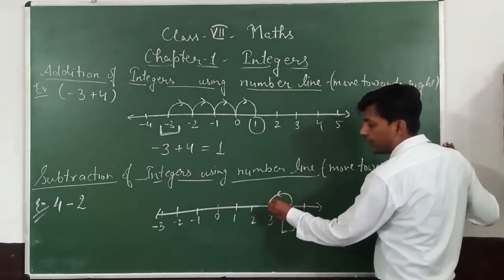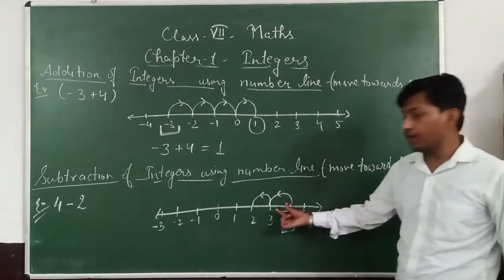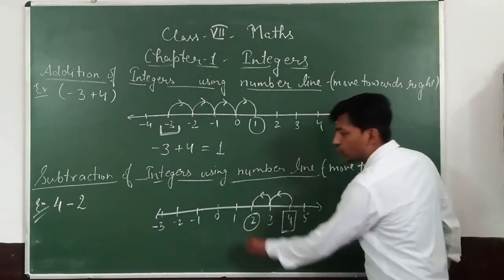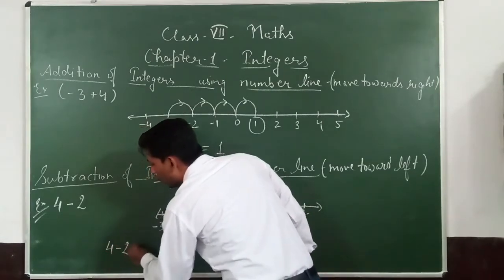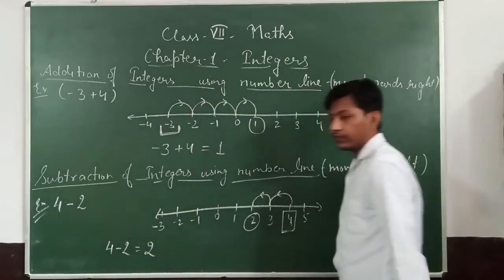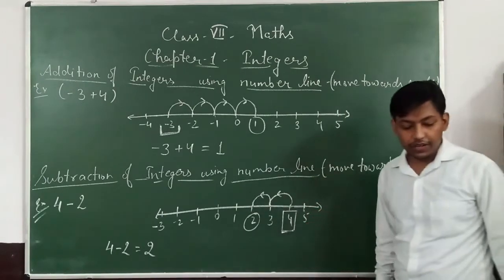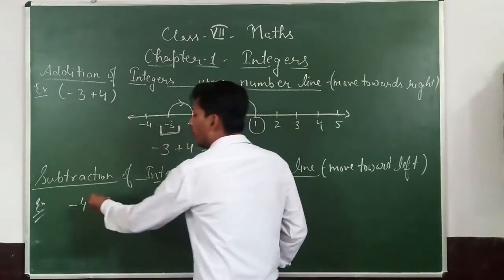1 and 2. How many steps do we move? We move 2 steps towards left and we reach 2. So the difference of 4 and 2 is 2. Let's take another example with a negative integer: minus 4 minus 2.